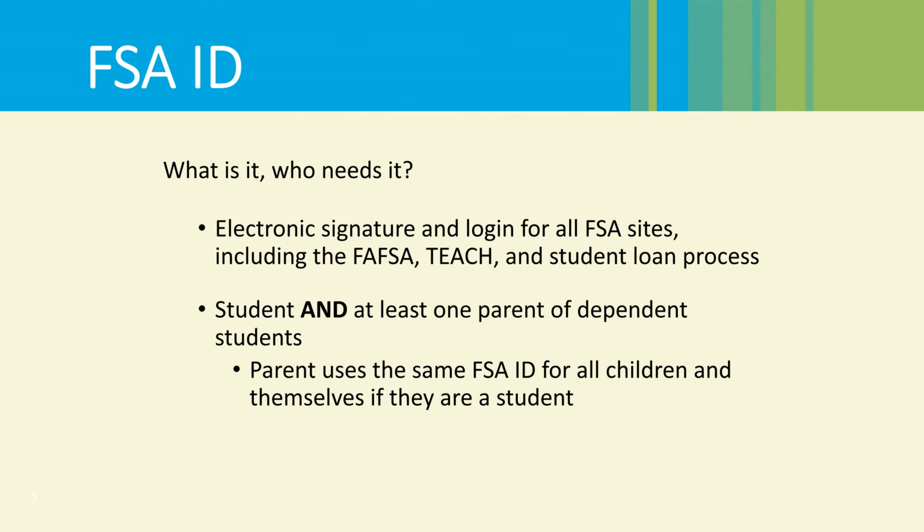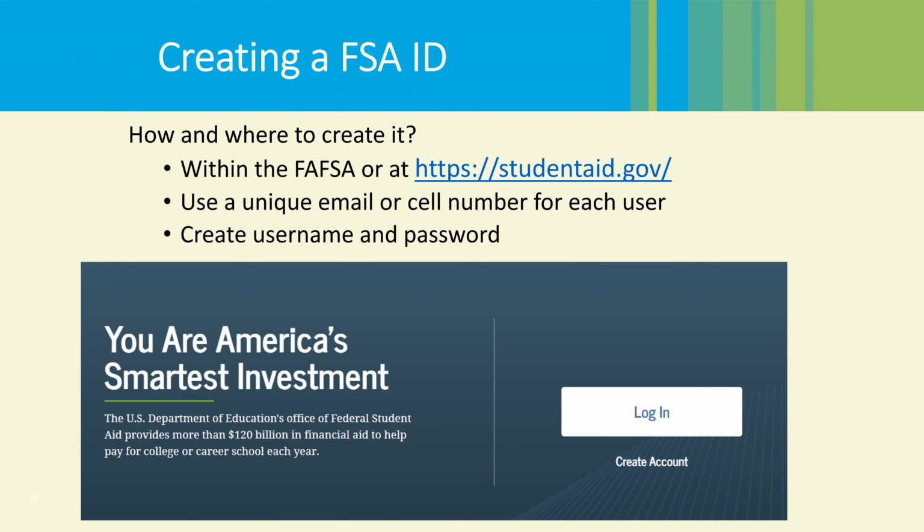An FSA ID, what is it and who needs it? Your FSA ID is your electronic signature or your login for all FSA sites. This includes the FAFSA, the TEACH, and the student loan process. A student and at least one parent of a dependent student must have an FSA ID. The FSA ID needs to be unique to both the student and the parent. They cannot use the same FSA ID.